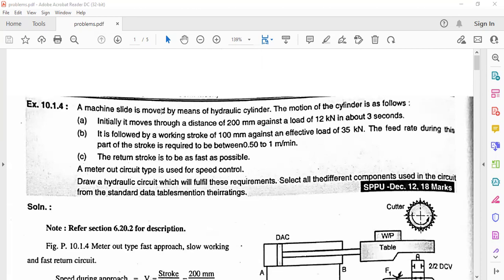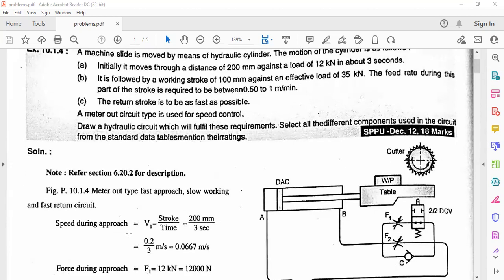Hydraulic circuit: a machine slide is moved by means of a hydraulic cylinder. The motion of the cylinder is as follows. This is given in the problem statement. This problem was in December exam for 18 marks.